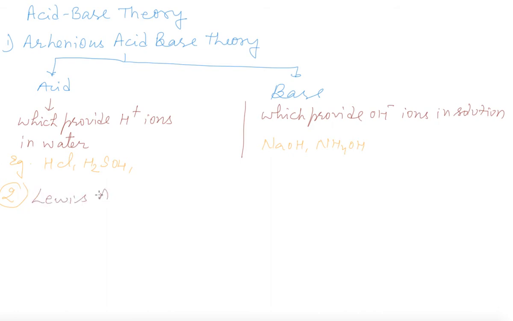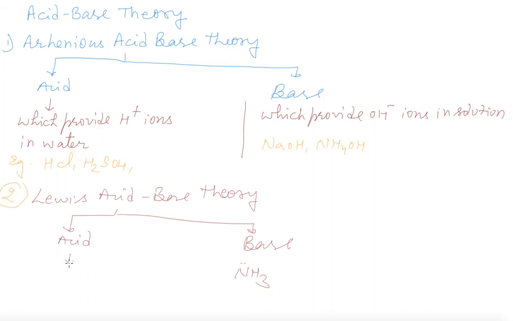In Lewis acid base theory, acids are those which are electron acceptors, and bases are those which are electron donors. You know very well that ammonia has one lone pair, so it is an electron donor. And acids are like AlCl3, BCl3, compounds in which the central atom has an incomplete octet, and to complete their octet they accept electrons. So these are the Lewis acid and Lewis base. Ammonia, cyanide, these are the Lewis bases.